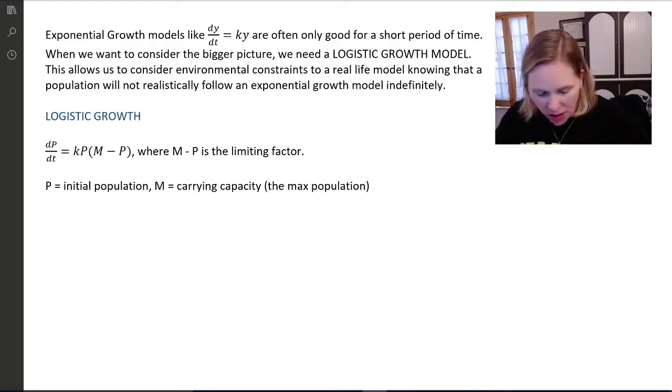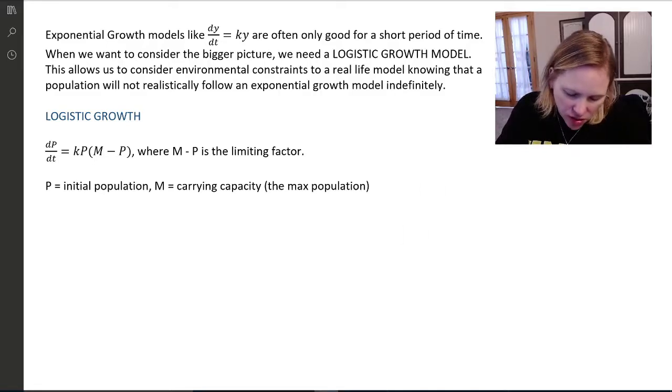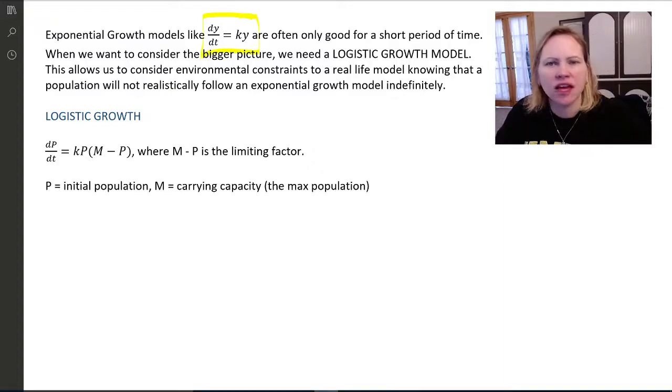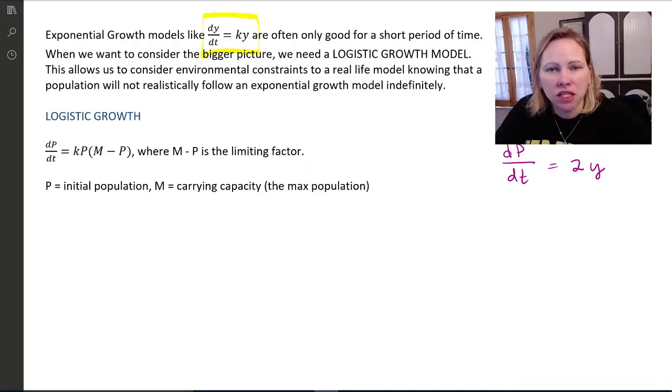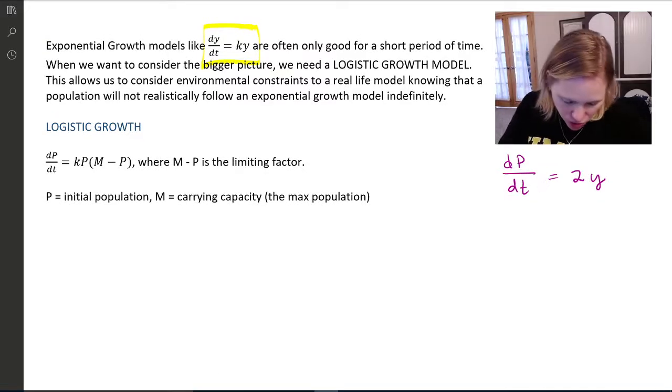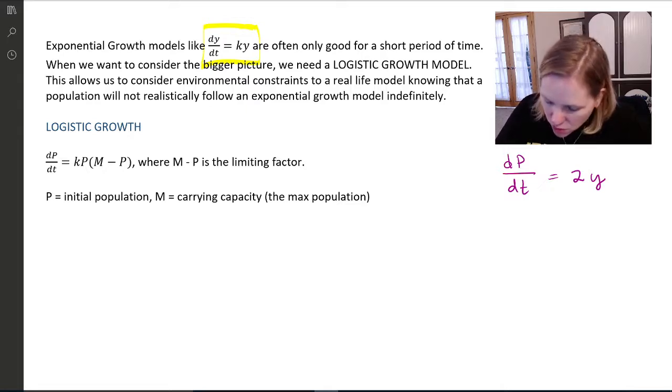Exponential growth follows this format, dy dt equals k times y, so you're doubling. That was our initial problem where we had our bacteria doubling. So the rate of growth, dp dt, the population of the bacteria, was 2 times y. So we would double each, as time was changing, that y value was doubling. Here we have a similar situation. It's still k, a constant times that population. It was 2p. There we go.